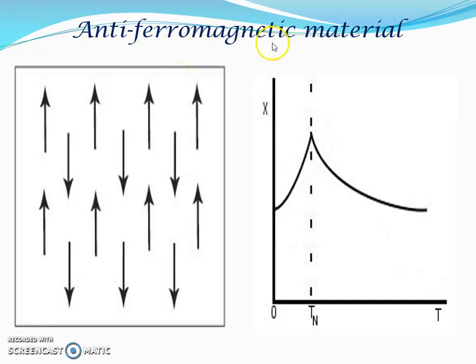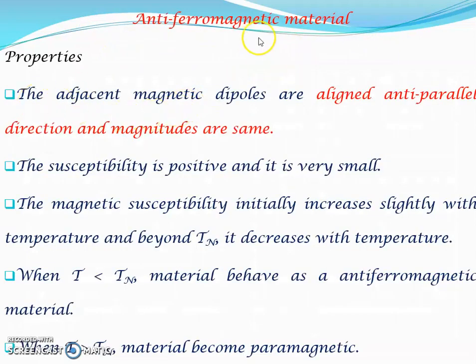So that is how we call it antiferromagnetic material. The properties of antiferromagnetic materials are: the adjacent magnetic dipoles are aligned in anti-parallel direction and magnitudes remain the same. Susceptibility is positive and the susceptibility value is small in the case of antiferromagnetic material.